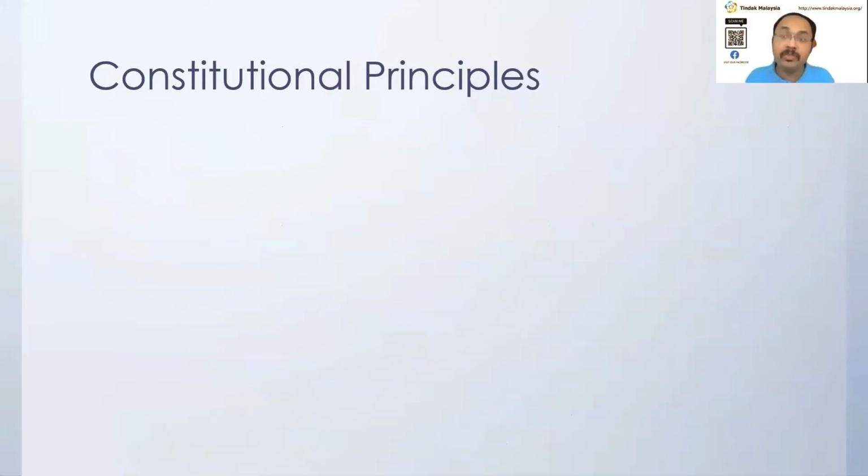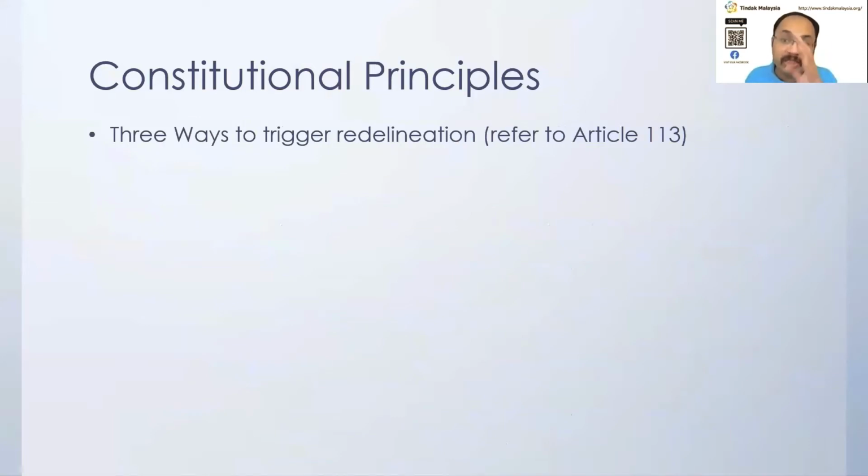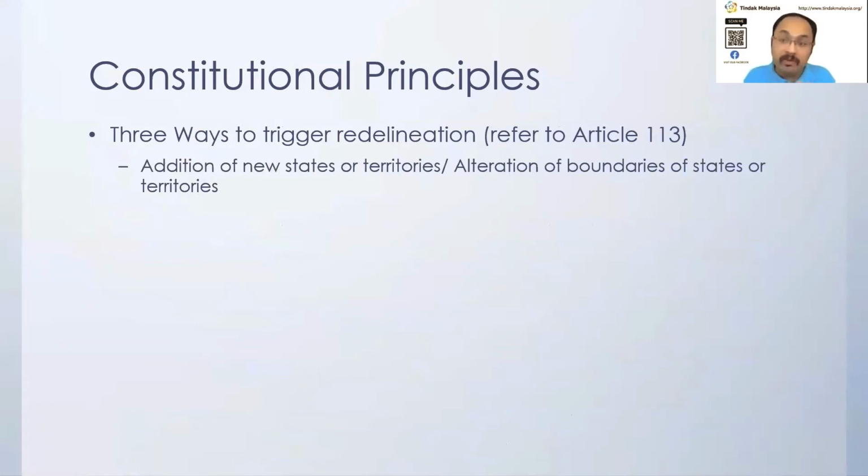Now, we need to be on alert for the 3 ways that can trigger redelineation. Refer to Article 113. Rarely talked about is that when you add new states or territories, or alter the boundaries of states or territories, you can trigger redelineation. It goes back to the 13th Schedule principle that the federal seat is to be nested within the state. An example is when Sabah and Sarawak formed a partnership with Malaya to form Malaysia; then redelineation was triggered.